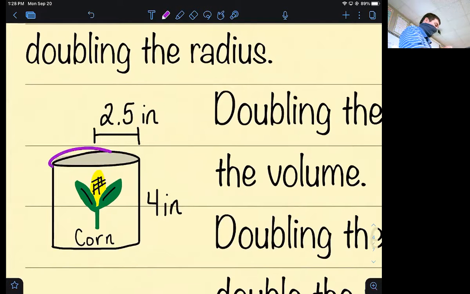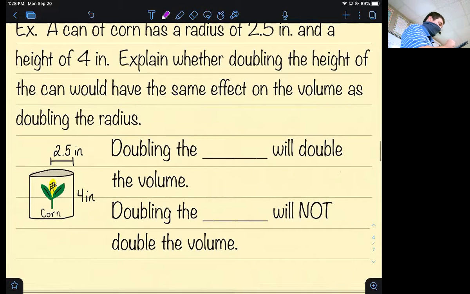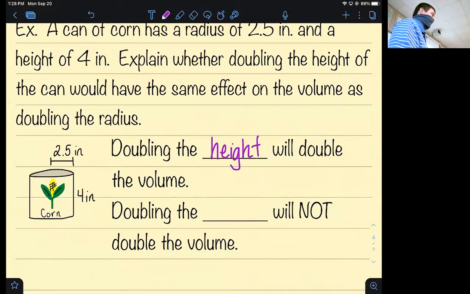It'd be like putting 2 cans on top of each other, wouldn't it? Yeah, of course that's going to double the volume, just like doubling the height on the rectangular prism. So doubling the height will double the volume. However, doubling the radius will not double the volume. Okay, here's why.